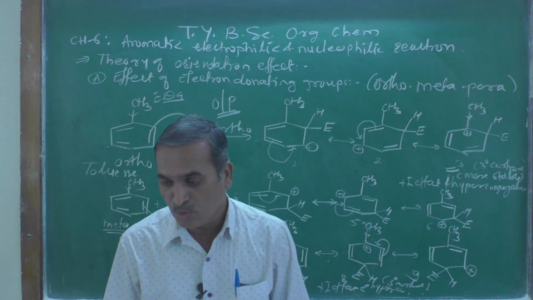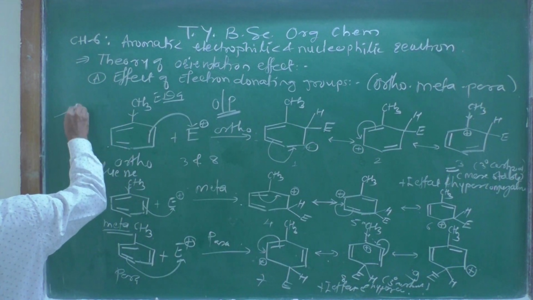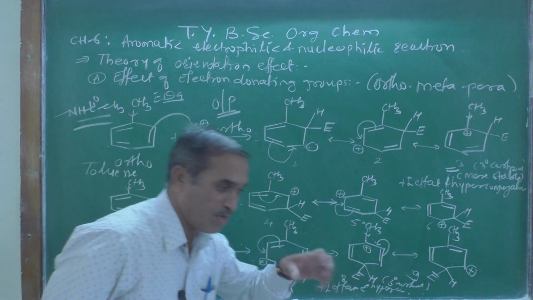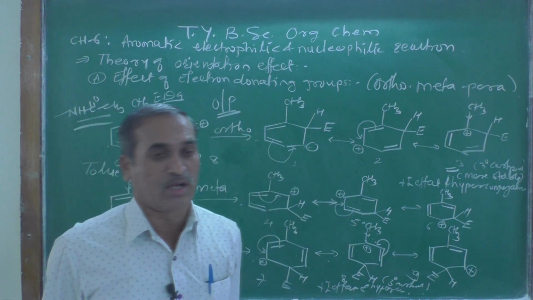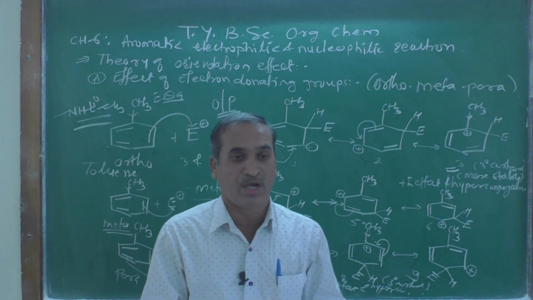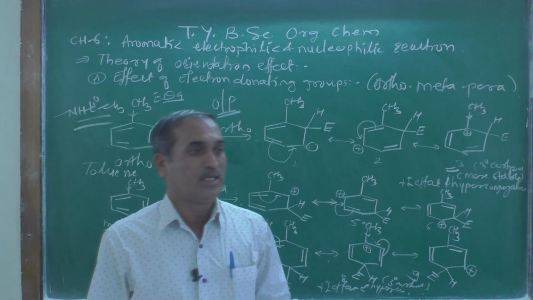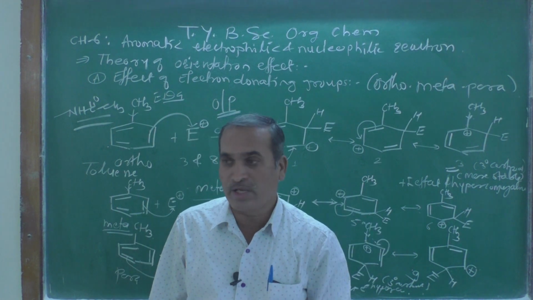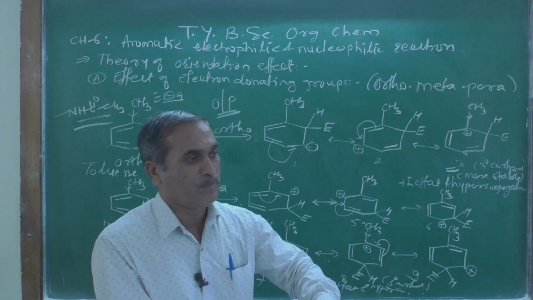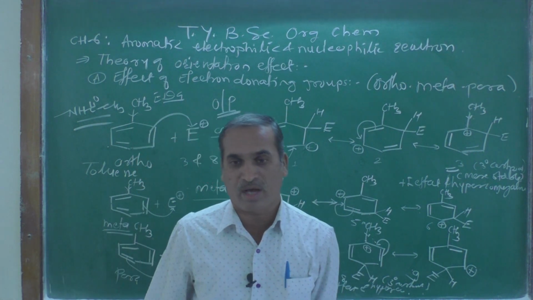And suppose there is a bulky group like NHCOCH3, the acetamido group. It is also ortho-para directing, but the size of that substituent is bulky, and therefore if you carry out nitration, the major product obtained is para, basically due to steric hindrance. Steric hindrance is another factor that comes into the picture to decide the percentage of formation of the ortho product or the para product.